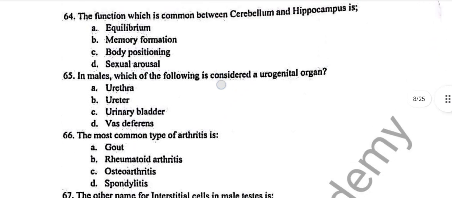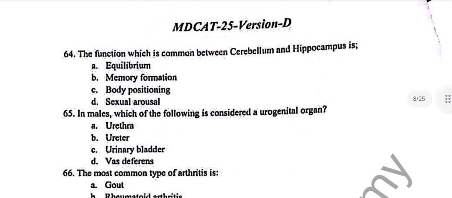Question number 65. In males, which of the following is considered a urogenital organ? A. Urethra, B. Ureter, C. Urinary bladder, D. Vas deferens. The correct option is A, urethra. The male urethra carries both urine and semen. Ureter and urinary bladder are urinary only. Vas deferens is reproductive only.